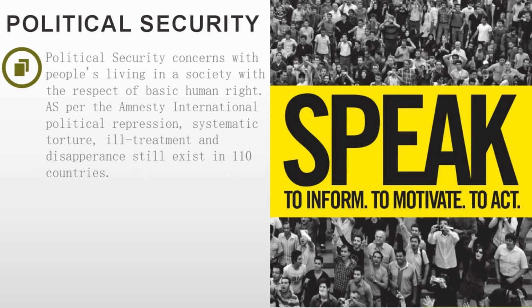Political security is concerned with whether people live in a society that honors their basic human rights. According to a survey conducted by Amnesty International, political repression, systematic torture, ill treatment, or disappearance was still practiced in 110 countries. Human rights violations are most frequent during periods of political unrest. Along with repressing individuals and groups, governments may try to exercise control over ideas and information.